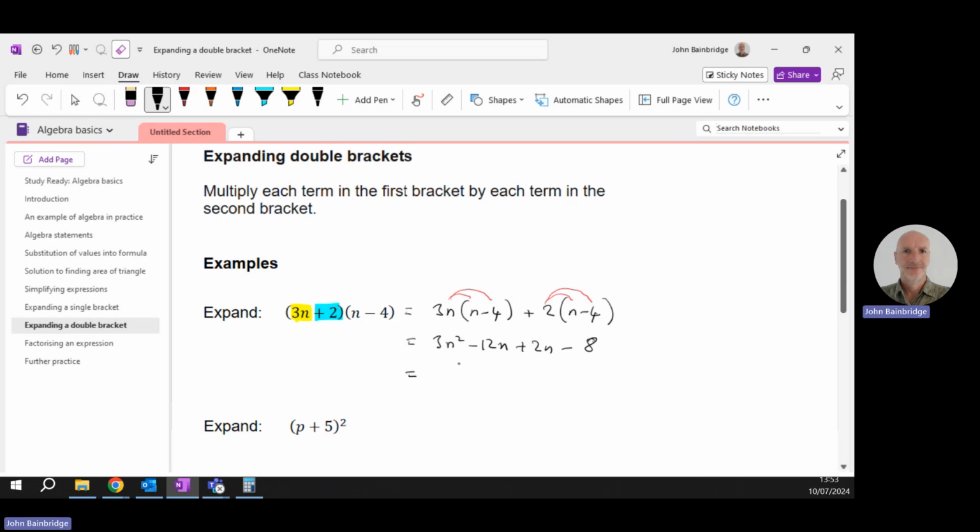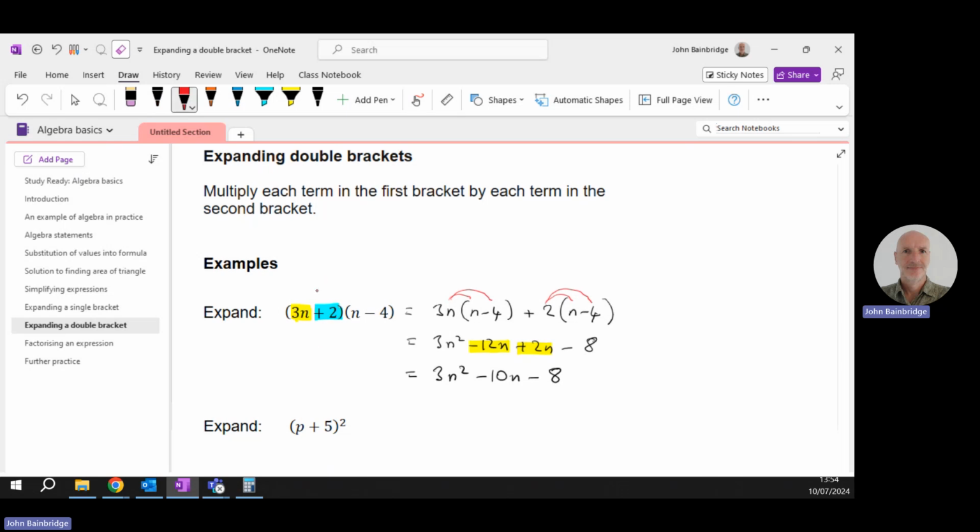And then we simplify if we can, and we can in this case. We've got minus 12n here and plus 2n. So they're like terms. So we've got 3n squared, minus 12n plus 2n is minus 10n, minus 8. And that's as far as we go in terms of simplifying. So we've multiplied these 2 terms here, these 2 brackets.